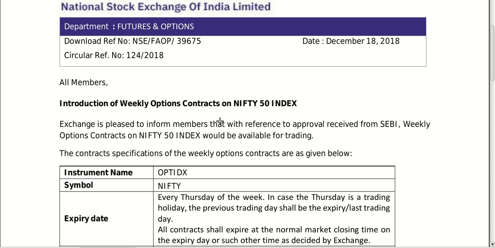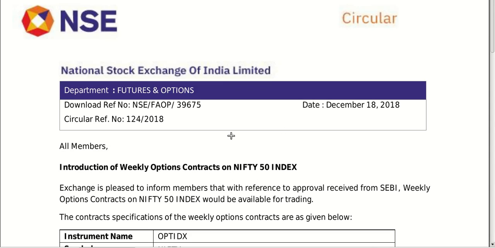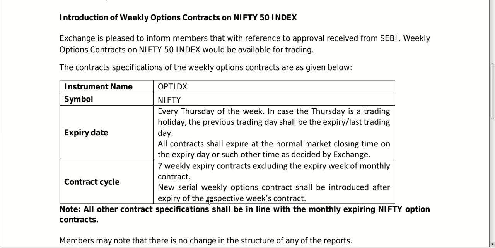In this video I'm going to talk about my observations about weekly expiry, or weekly options, that have started on the Nifty 50 index. This is a circular of NSE dated December 18, 2018. In this circular they give all the details that they were going to introduce for Nifty weekly expiry. It will be the same 75-unit lot of Nifty, and it will expire on every Thursday of the week.